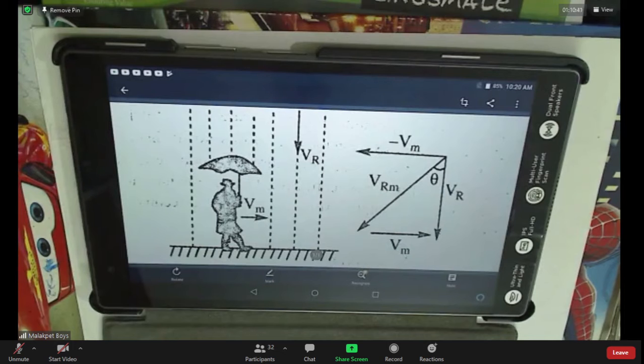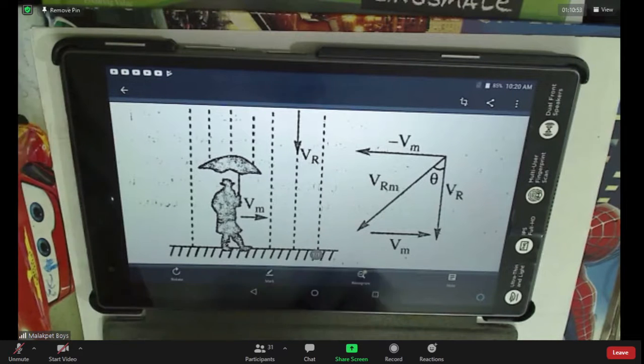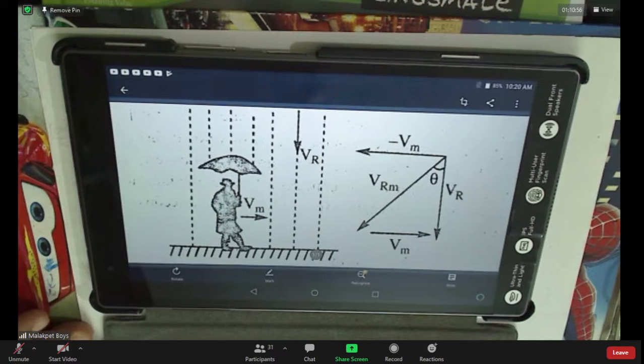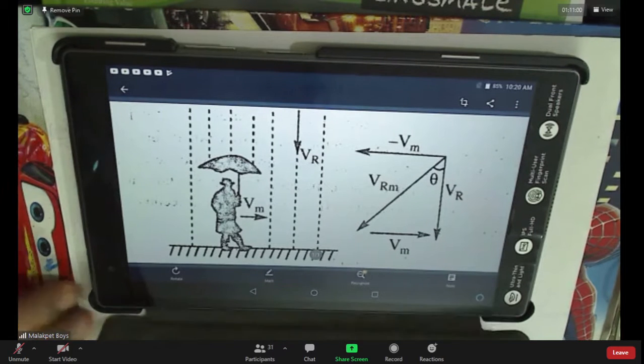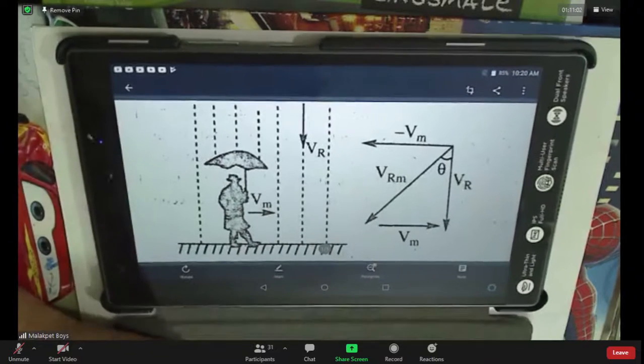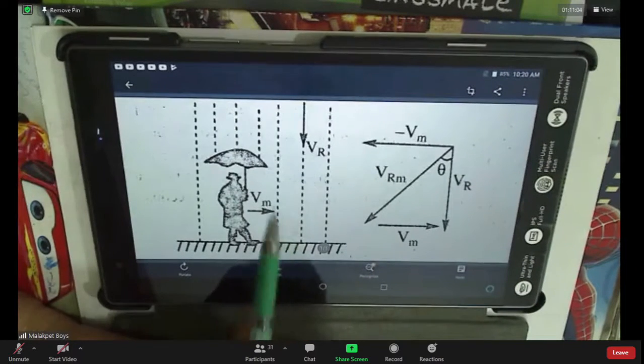Is it clear? Shall I turn this? If you just remember this small figure in your mind, the basic concept is the same. See, if nothing is mentioned, it is understood that velocities are with respect to ground. So based on that, we will do some problems.